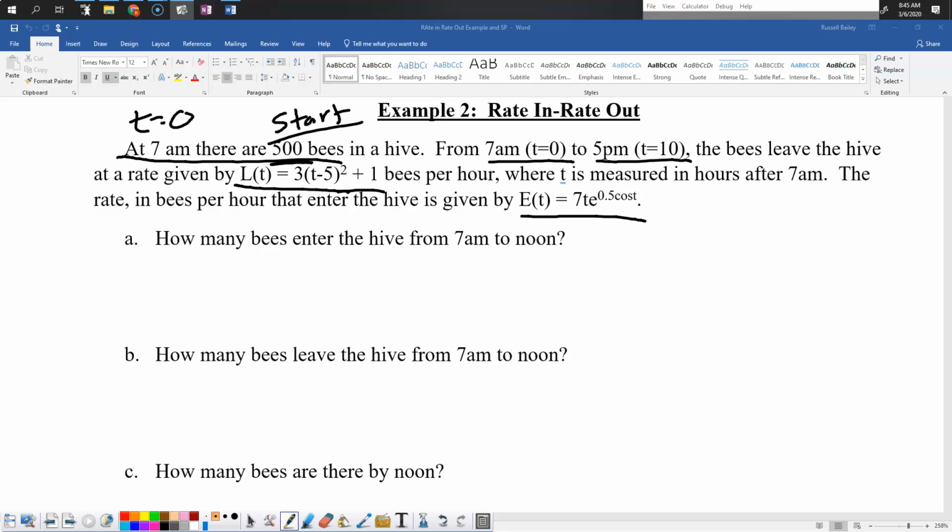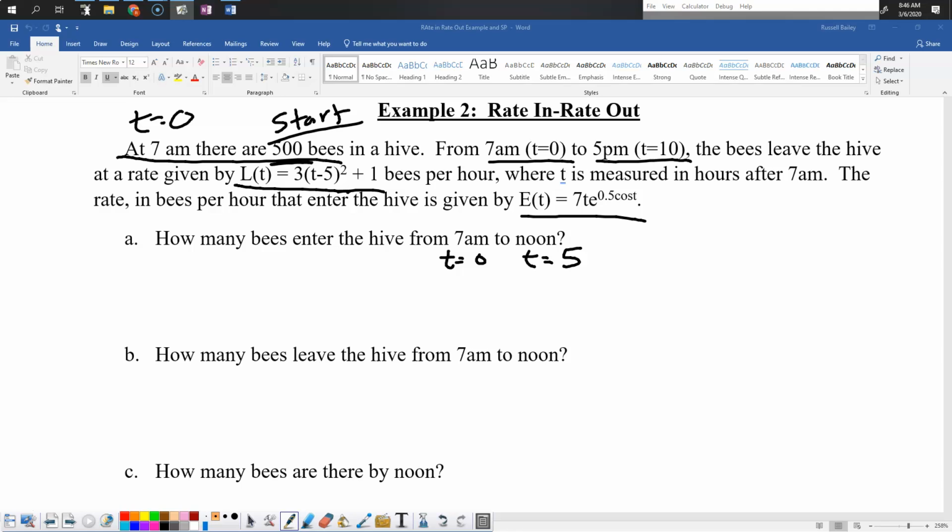All right, now let's take a look at part A. How many bees enter the hive from 7 a.m. to noon? Okay, so first of all, let's analyze some stuff. T equals what? And T equals what? You got to figure that one out yourself. 5? Let's see. 8. So it's 7 is 0. So 8, 9, 10, 11, 12. 5 is right. No, so it went to noon. So you got to pay attention to your interval, right?